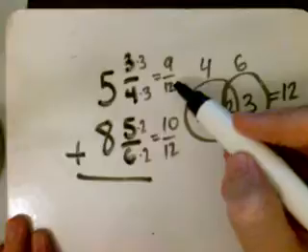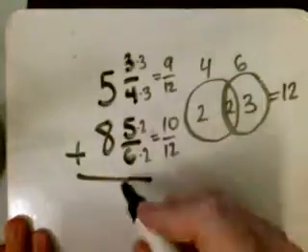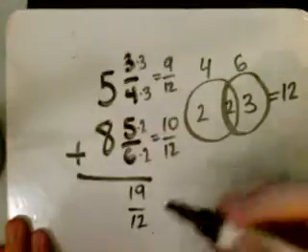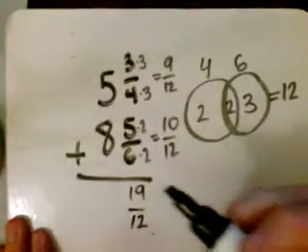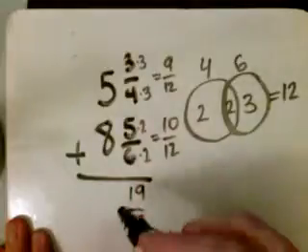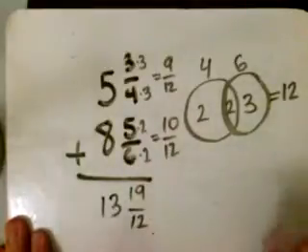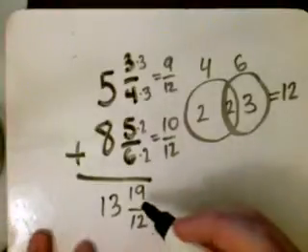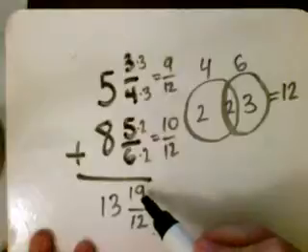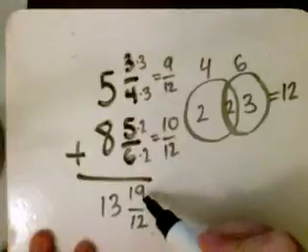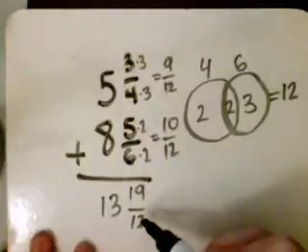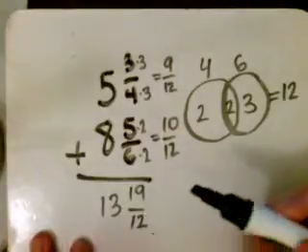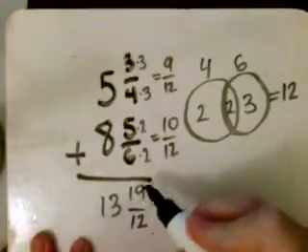So 9 plus 10 gives you 19. And then add the whole numbers together and you get 13. Now something looks a little weird. That's because with this mixed number in particular, you got 19/12, which is an improper fraction. You have to take that and convert it into a mixed number, but it's not that bad.